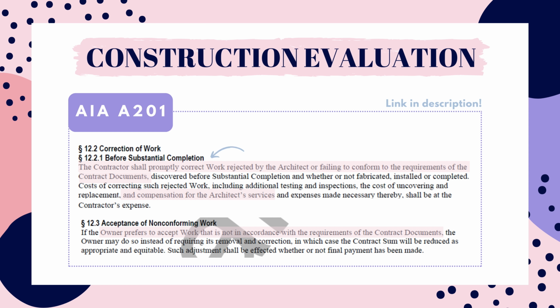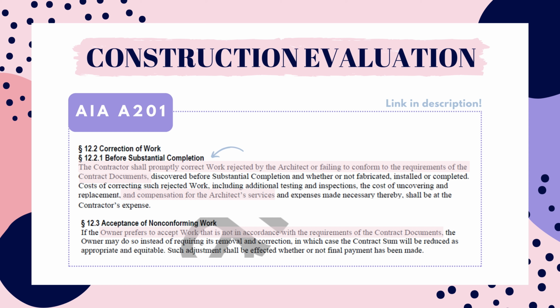AIA document A201 states that any work failing to conform with the contract documents must be corrected by the contractor. It doesn't matter if it's already been fabricated, installed, or completed, it still needs to be corrected. And the cost of correcting the work, including the cost of the architect's services for recommendations to correct the work, are to be covered by the contractor.